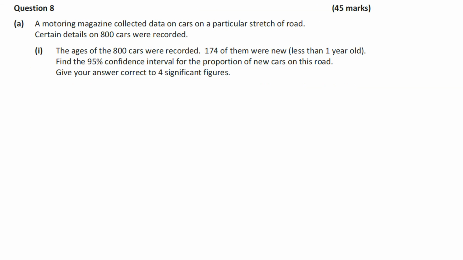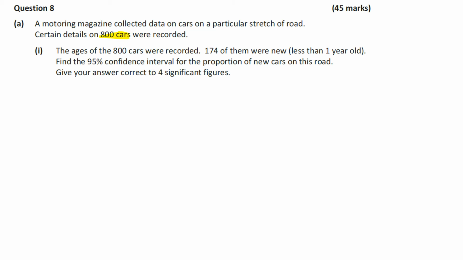So now let's take a look at question 8. This is a section B question. It is a 45 marker and it was a longer inferential statistics question that appeared on the paper. A motoring magazine collected data on cars on a particular stretch of road. Certain details on 800 cars were recorded. So straight away they've numbered how many cars we're working with.